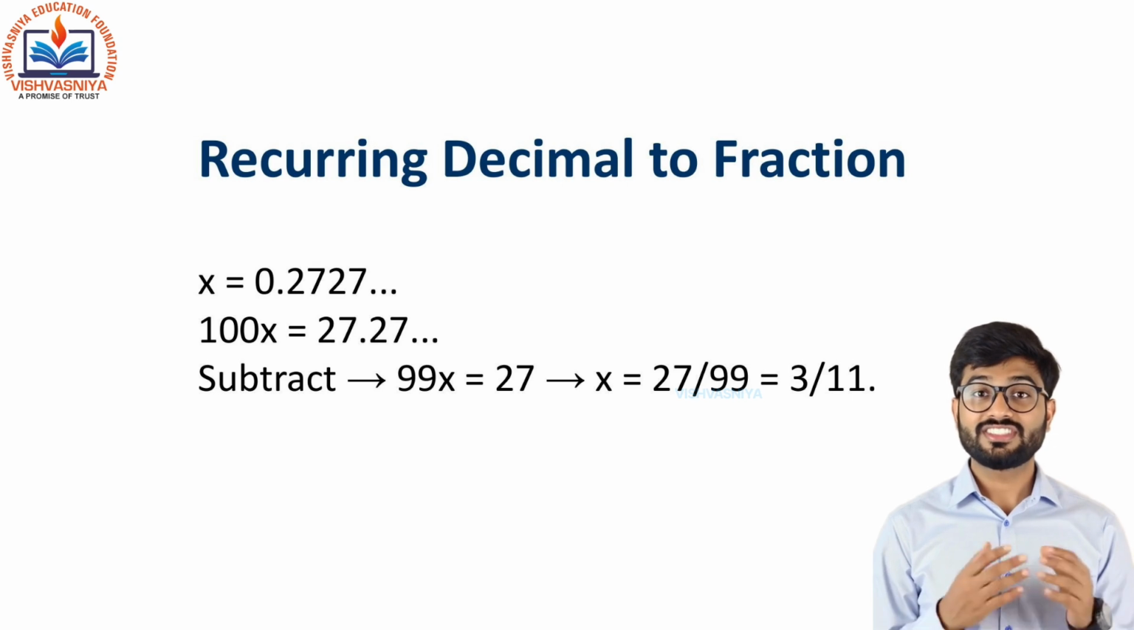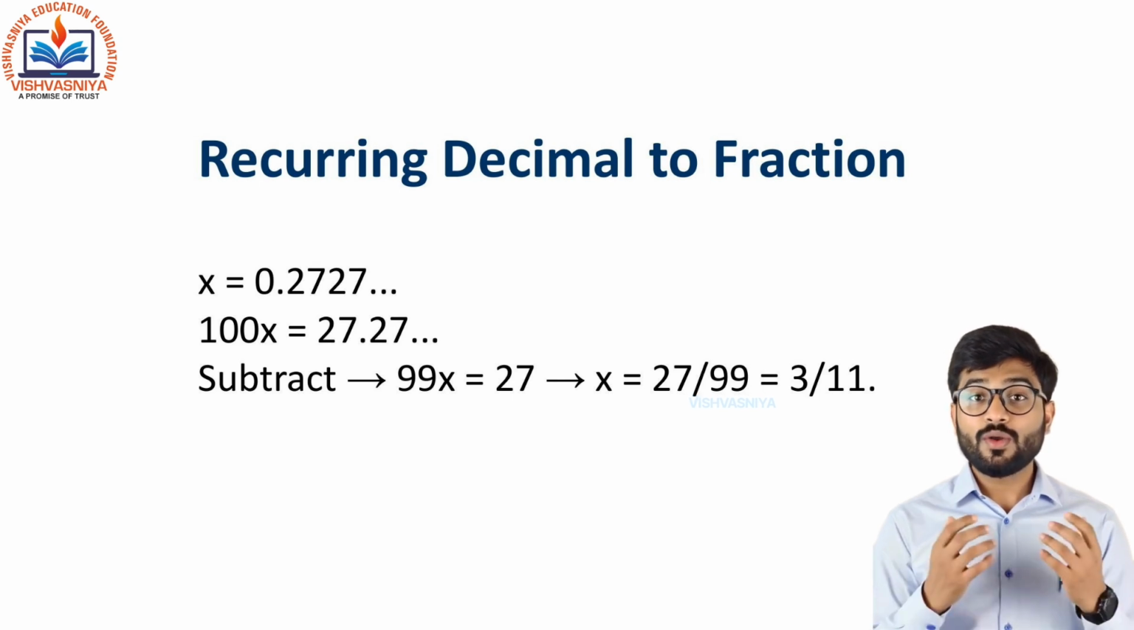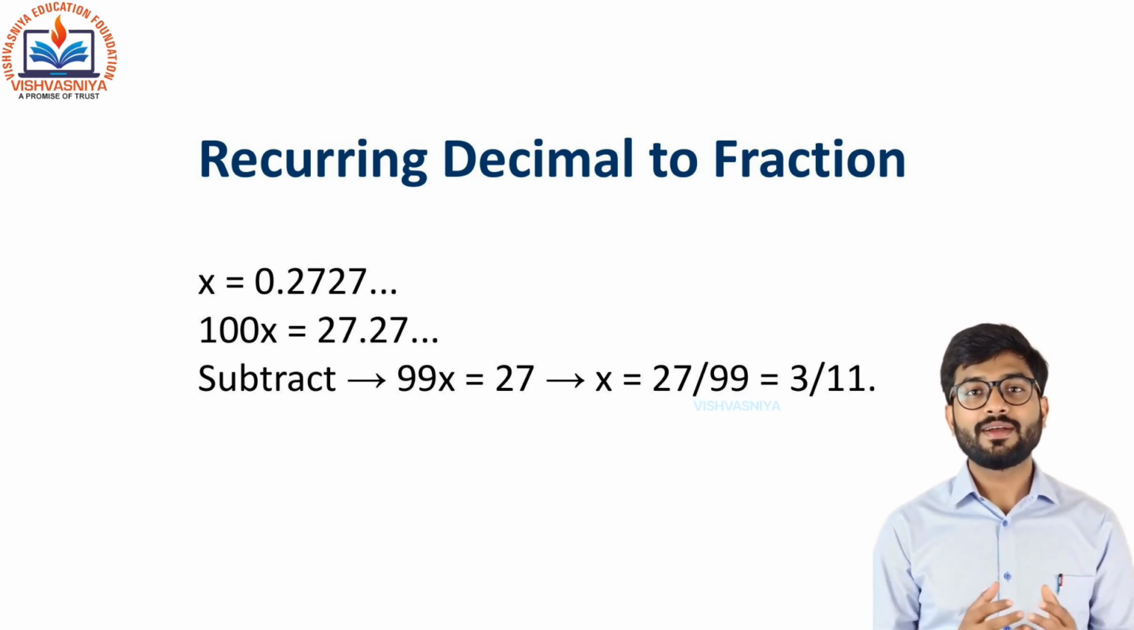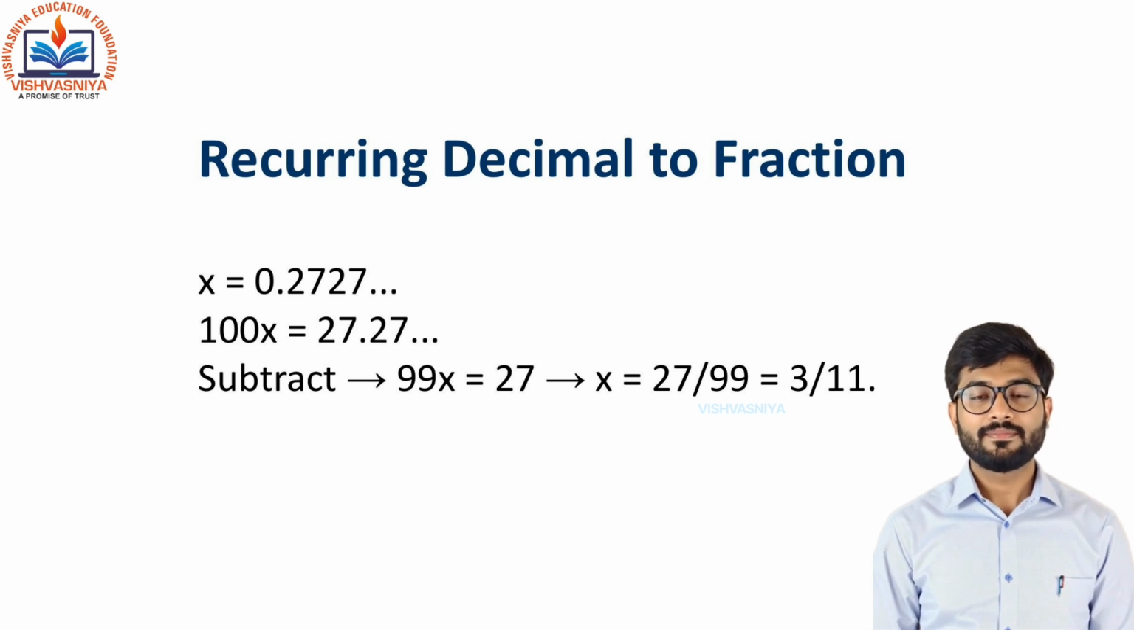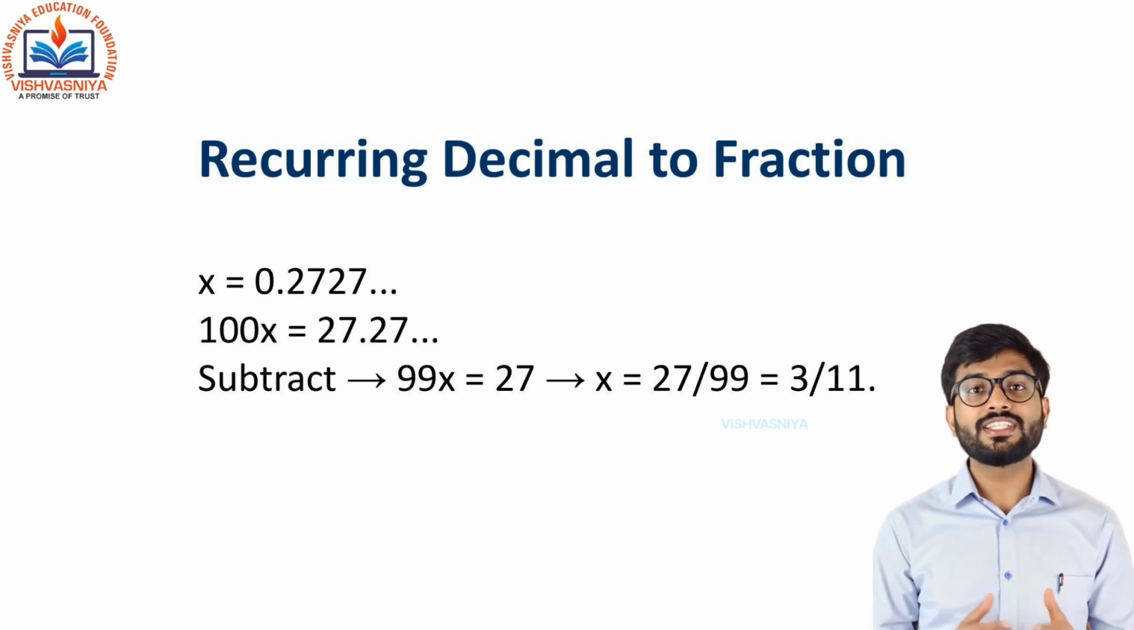Suppose x equals 0.2727 repeating. Multiply both sides by 100, we get 100x equals 27.27 repeating. Subtract x from 100x, giving 99x equals 27. Therefore, x equals 27 divided by 99, which simplifies to 3 by 11.